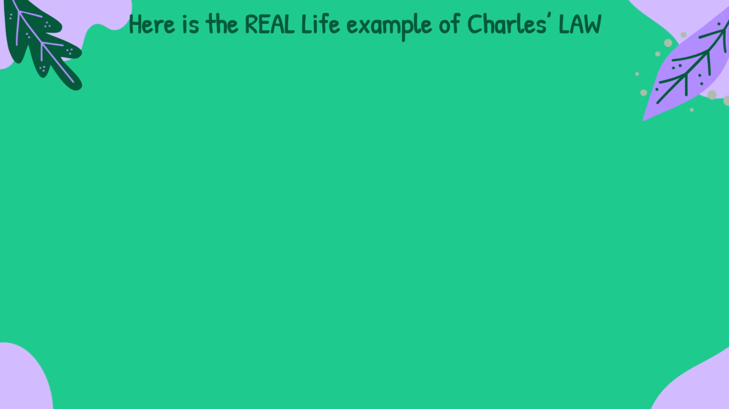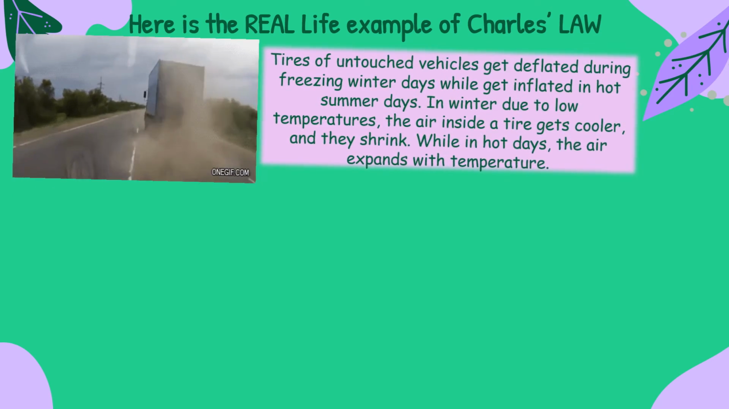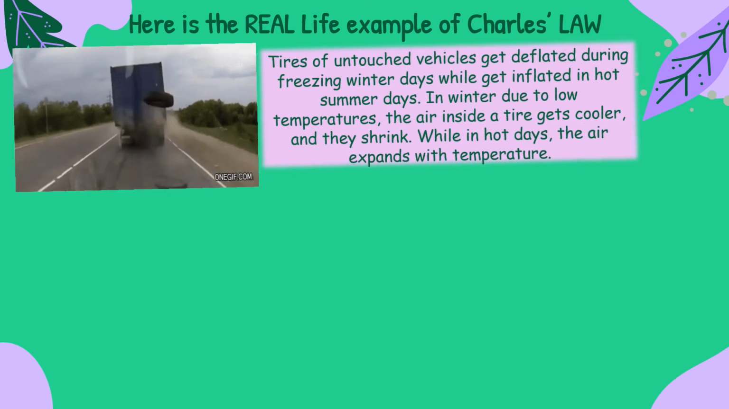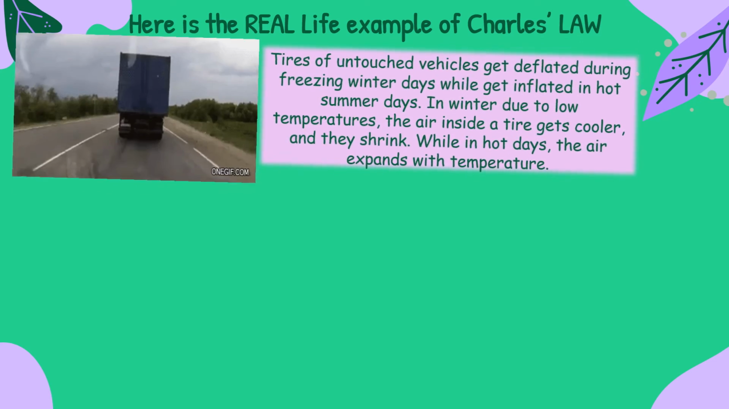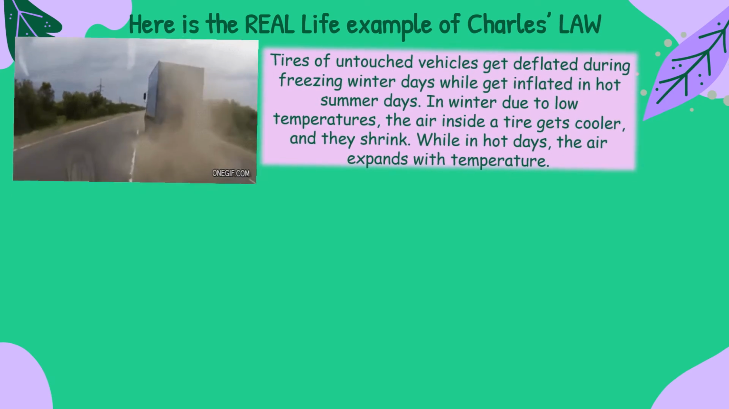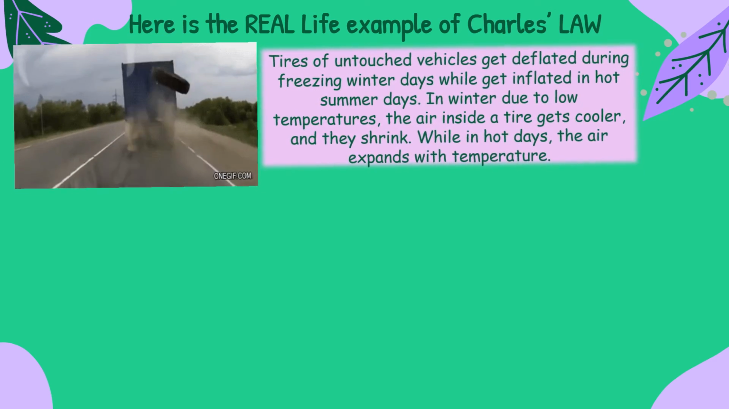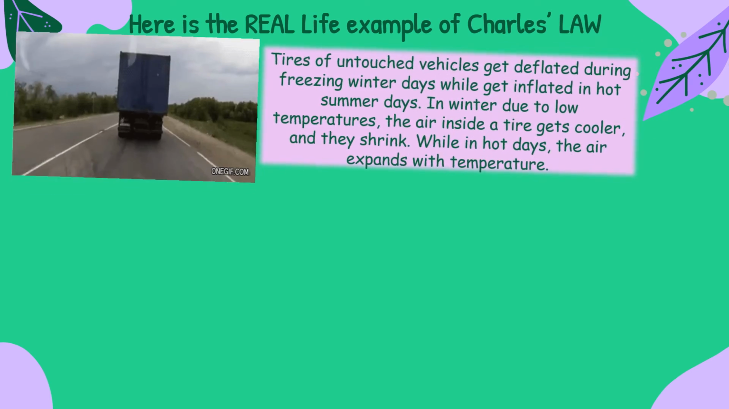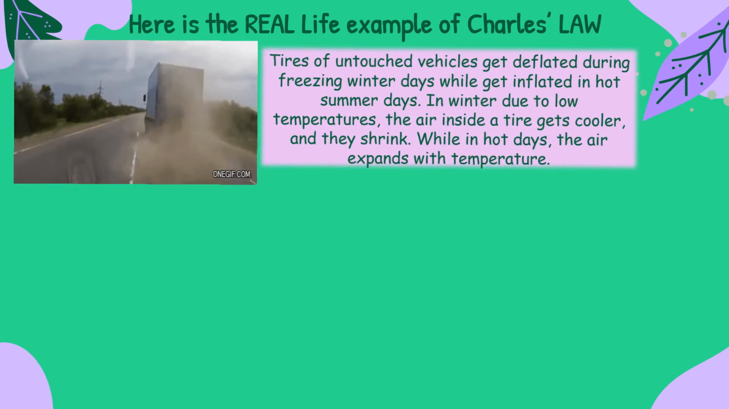Here are some real-life examples of Charles' law. First, tires of untouched vehicles get deflated during freezing winter days while getting inflated in hot summer days. In winter, due to low temperature, the air inside the tire gets cooler and shrinks, while on hot days, the air expands with temperature. It is also why it is a precaution during summer days to always check the tires because of the high temperature we experience during summer.